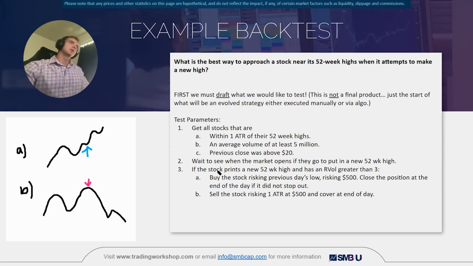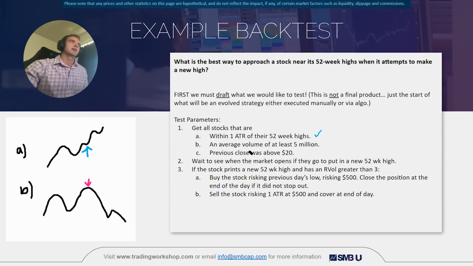So that's going to make sure that it's near, that's how we describe near its 52-week highs. What you'll notice there is that I'm taking a descriptor that humans can easily understand, near 52-week highs, and now I'm quantifying it. I'm giving it an objective term, which is within 1 ATR. That's a common theme that you're going to see over and over again when designing backtests or automated models: taking things that humans can abstract and understand and applying that in a more objective sense. So that's the first parameter.